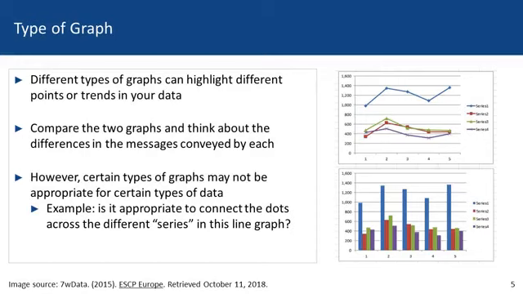There are different types of graphs. Different types of graphs can highlight different points or trends in your data. Compare the two graphs depicted here and think about the differences in the message that are conveyed by each, the line graph at the top and the bar graph at the bottom. Keep in mind, however, that certain types of graphs may not be appropriate for certain types of data. Is it appropriate to connect the dots across the different series in the line graph, for example?